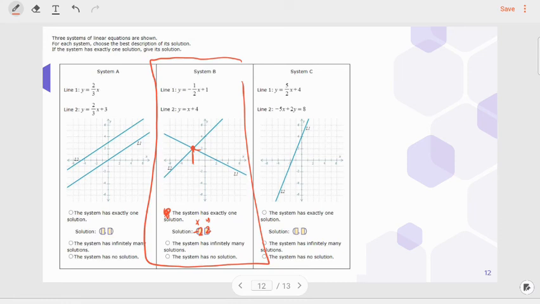A and C are special cases. If I look at A, they never cross. So there is no solution. There's no one single point, or any point at all for that matter, where they cross. C, you'll notice L1 and L2. That means I have 2 lines stacked on top of each other. So there's not just one point that they cross. They cross at every single one. So this one has infinitely many solutions.